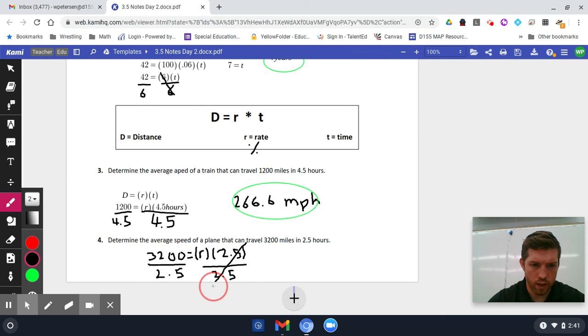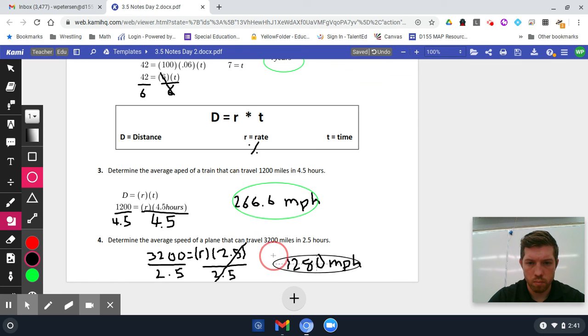These are going to go ahead and cancel out, which is perfect. And then we're going to get 3,200 divided by 2.5, and that's going to be 1,280. We have to be traveling that fast. That's really fast. Miles per hour, which maybe a jet can do, but I don't believe an average airplane could travel that fast. Maybe a small one. But there's your answer.